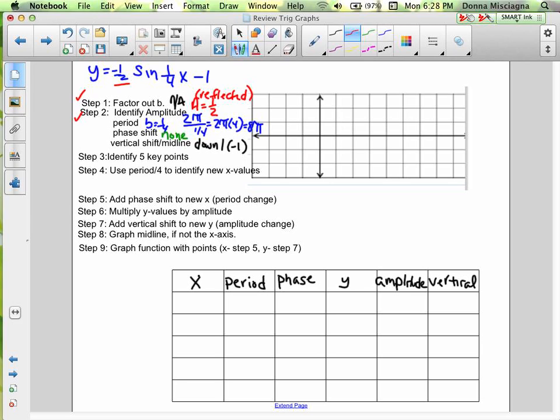That's done. Let's put the 5 key points on our table. For the x values, it is the quad angles, and so that would be 0, pi halves, pi, 3 pi halves, and 2 pi, those angles that are on the x or y axes. And this is sine, right? And so we've gone over the values.